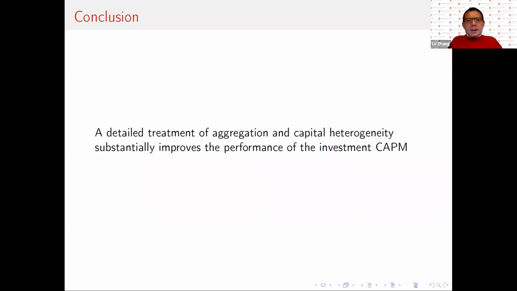All right, so let me conclude. In this paper, we demonstrate that the detailed treatment of aggregation and capital heterogeneity improves the performance of the investment CAPM substantially in structural estimation. Thank you.